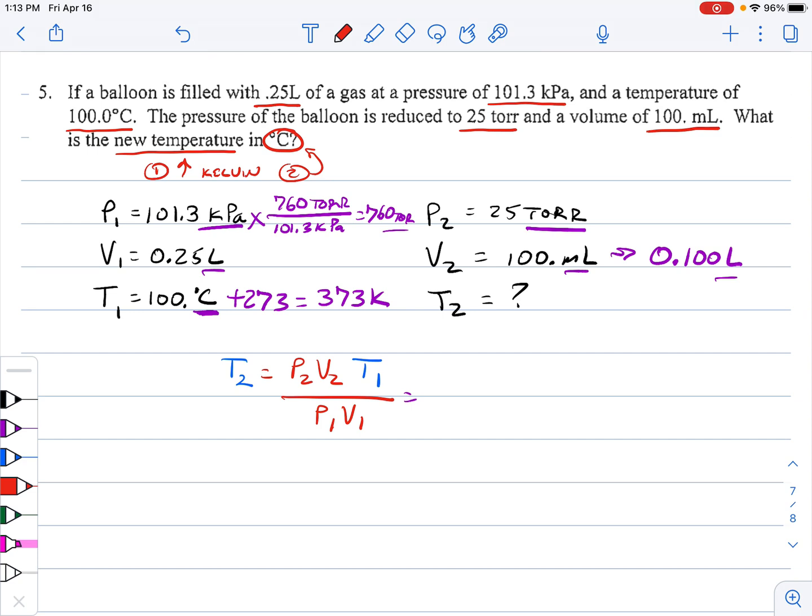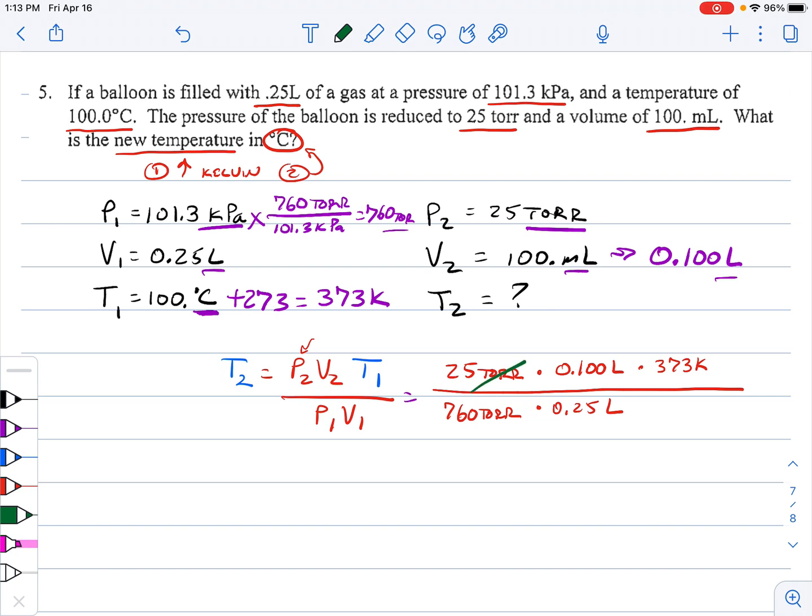We have P2, so that's 25 torr, times V2, which is 0.100 liters, times T1, 373 Kelvin, divided by 760 torr times 0.25 liters. Pointing out again that I have placed my pressures over each other, my volumes over each other. Another check to make sure my temperature is in Kelvin before I do any math.